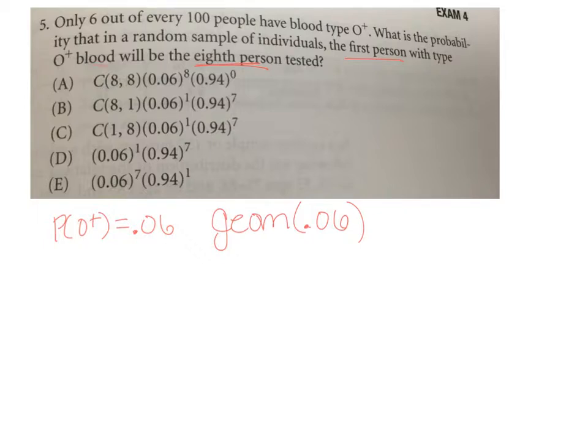So these three, this C88, C81, these are combinations. It's writing it a little differently than we've seen in the other problems. So those are binomial, so those are not the answer. So it's either D or E. We want one success, so it's 0.06 to the 1 power times 0.94, the probability of failure, to the 7th power, and that makes the answer D.